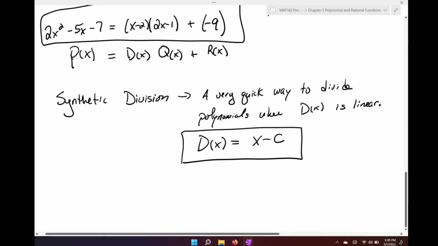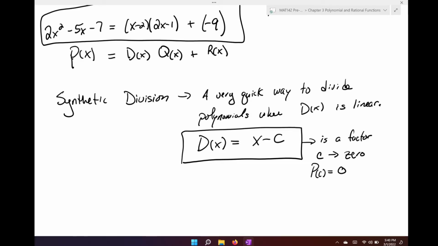Now, if you remember, x minus c is a factor. c is also a 0 to our polynomial. p of c, so when you substitute c into the polynomial, you get 0 and all that other stuff. So what we can do here is we can actually take the problem that we just did and synthetically divide it very, very quickly. So let me show you the process and how we do that.